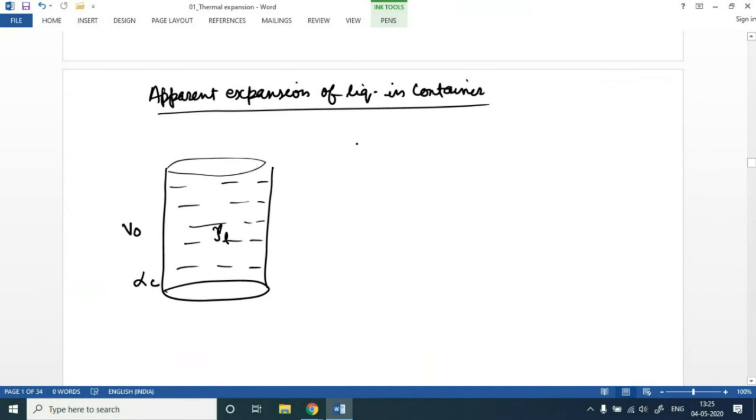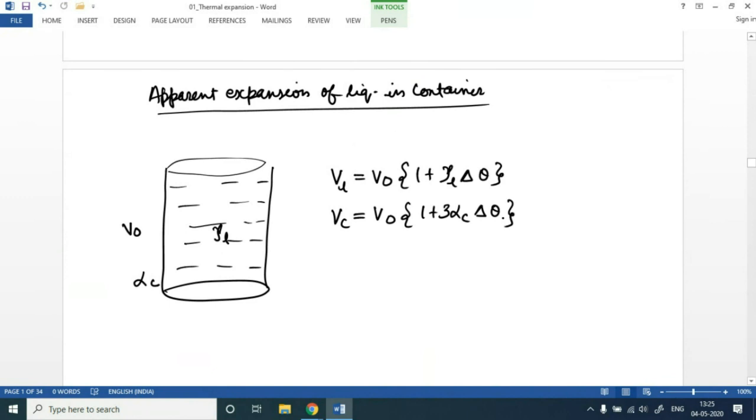And when the temperature is increased by delta theta, the volume of the liquid will become V naught into 1 plus gamma L delta theta, and the volume of the container, Vc, will be equal to V naught into 1 plus, and the volume expansion coefficient would be nothing but 3 alpha C, as we have seen already. So this would be the term over here.